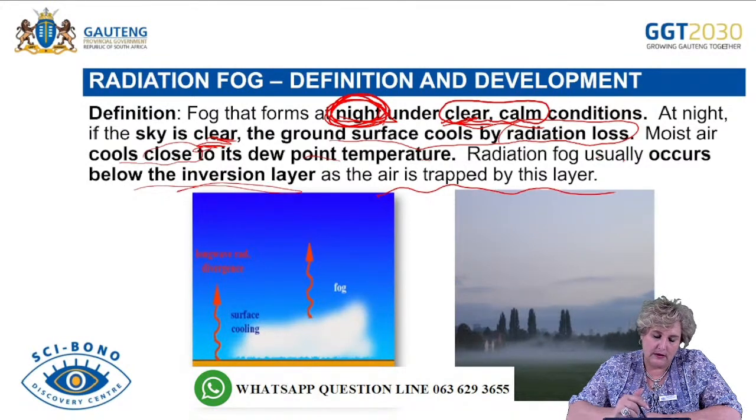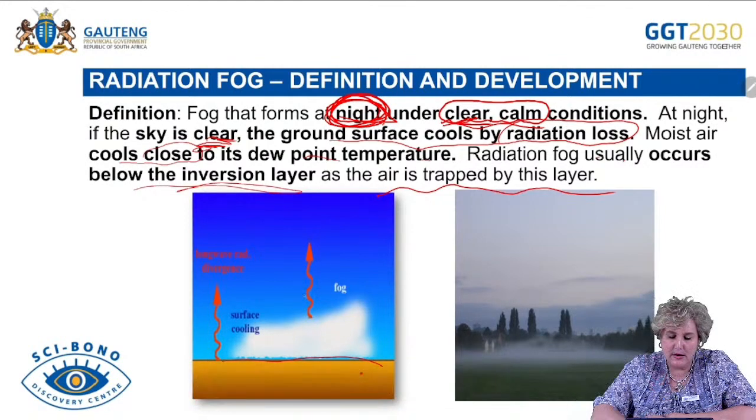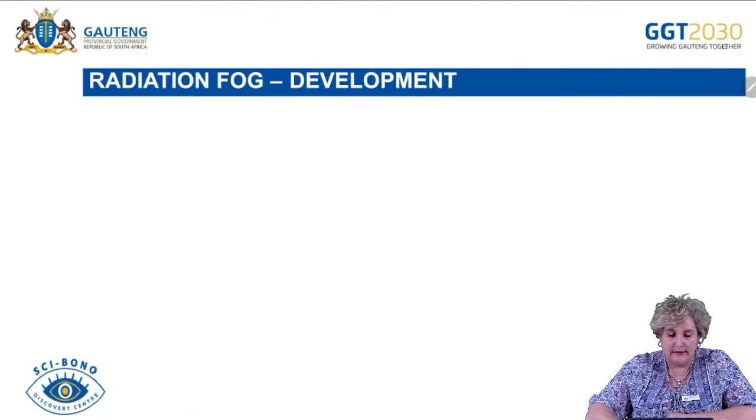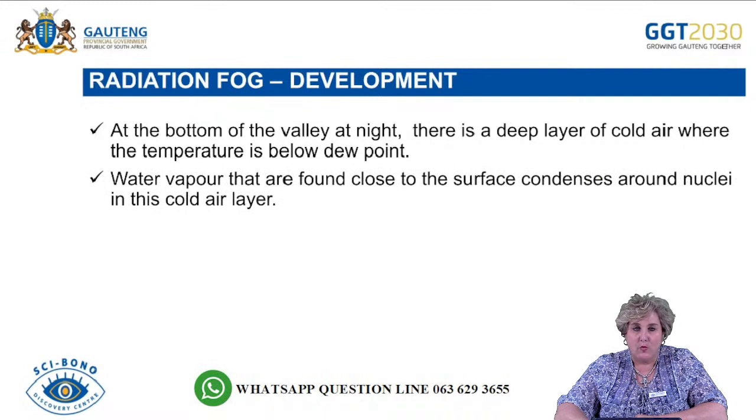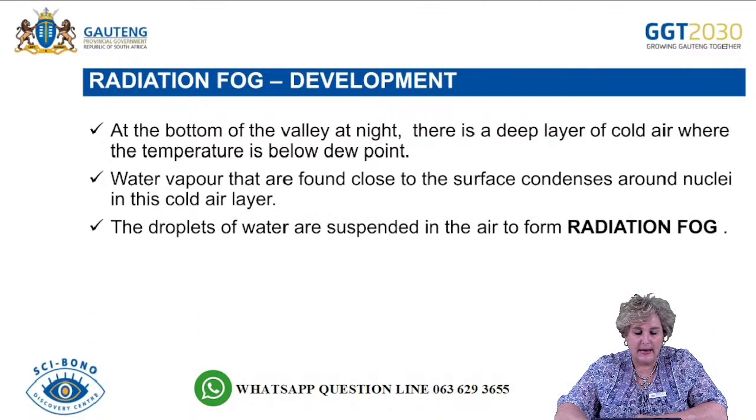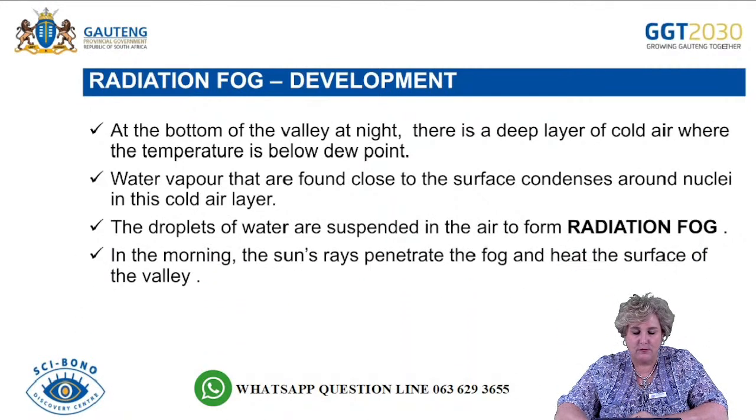Now, there's that, how it forms. I have the surface here, it's night, the air cools down, there's no wind. The air that cools down reaches dew point temperature, and I will have fog that's forming in that area. Development: at the bottom of the valley at night, there's a deep layer of cold air where the temperature is below dew point. The water vapor found close to the surface condenses around the nuclei in the cold air layer. The droplets of water are suspended in the air, and it forms a radiation fog. It looks like a cloud that forms over the area.